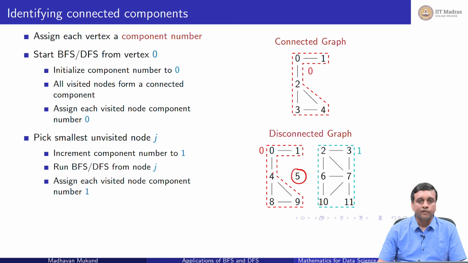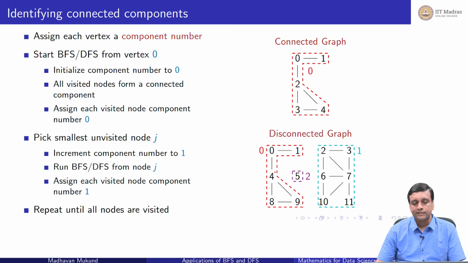So each time I finish one component, I will look at the remaining unvisited vertices and start yet another DFS or BFS from, say for instance, the smallest numbered vertex, and that's it. So we just keep repeating this. In this case, we only have to do it one more time because we have only one such vertex, vertex 5. And because we can't go anywhere from 5, this BFS rapidly stops and we get a component 2.